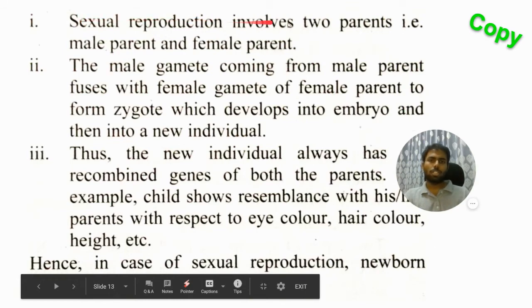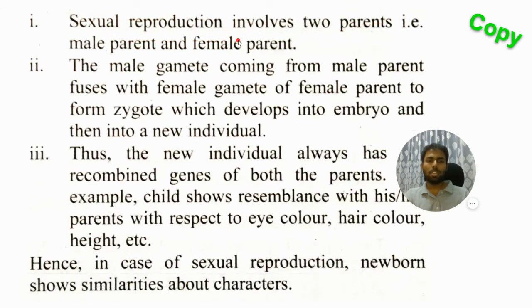Sexual reproduction involves two parents, that is male and female parent. दो parents होते हैं sexual reproduction में. Next point, the male gamete coming from the male parent fuses with the female gamete of the female parent to form the zygote. Okay, this process is called fertilization, right? So zygote कैसे form हो रहा है, male gamete से जो male parent से आ रहा है, female gamete से जो female parent से आ रहा है, which develops into an embryo and then into a new individual.